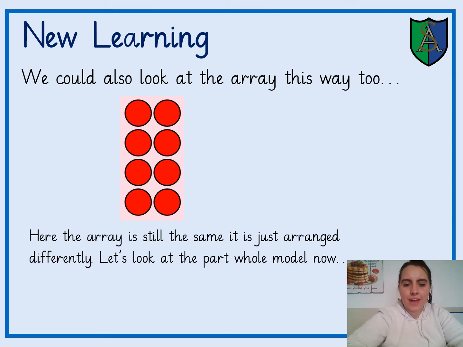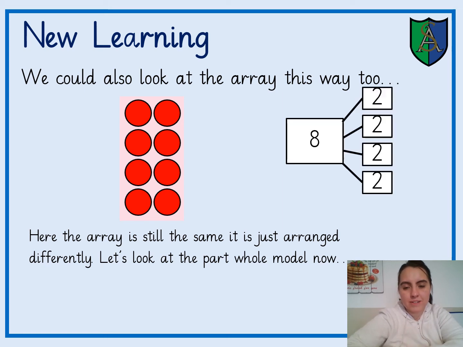So let's have a look then at how we would write this on our parts whole model. So here we've got the whole as 8, and we've split it into 4 groups of 2. Let's look at that now. So here we've got 1 group of 2, 2 groups of 2, 3 groups of 2, and 4 groups of 2. Okay, so hopefully you can see that there are 4 parts that are each worth 2.